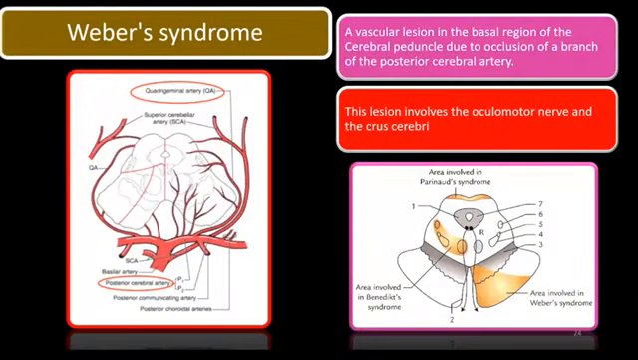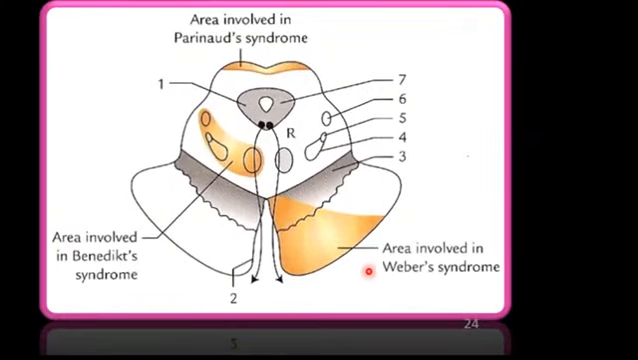As we noted earlier, one of the branches supplying the midbrain is the posterior cerebral artery. Weber's syndrome is a condition where there is a vascular lesion in the basal region of the cerebral peduncle, and this could come as a result of occlusion of a branch of the posterior cerebral artery. In this image, this is the area of the midbrain that is affected in Weber's syndrome. This lesion will involve the oculomotor nerve, as you can notice the exit of the oculomotor nerve, and it will also involve the crus cerebri.